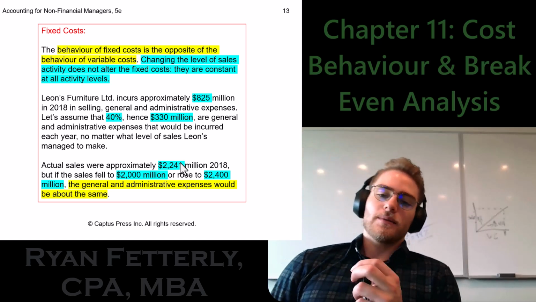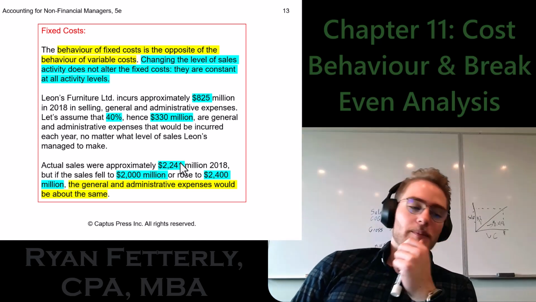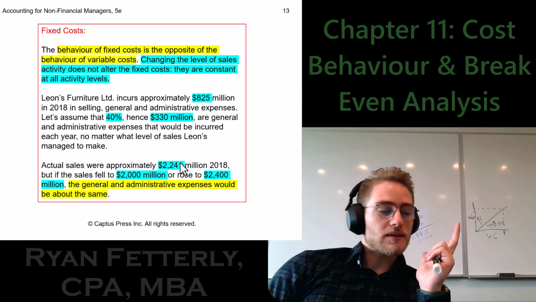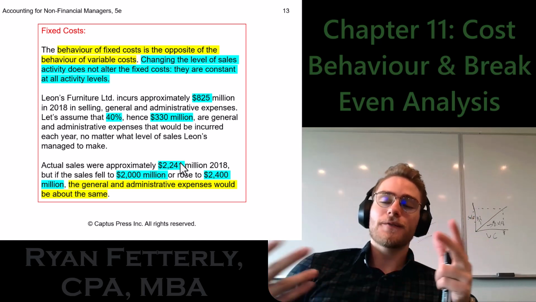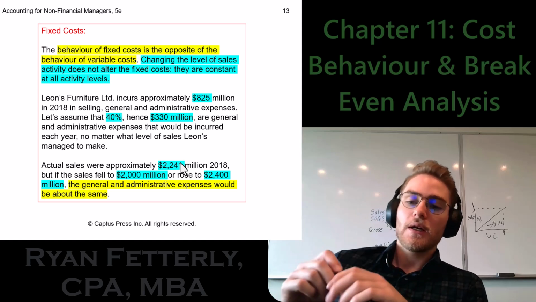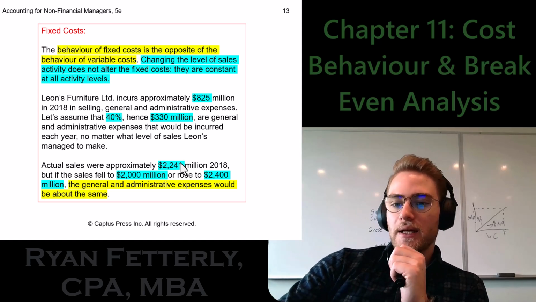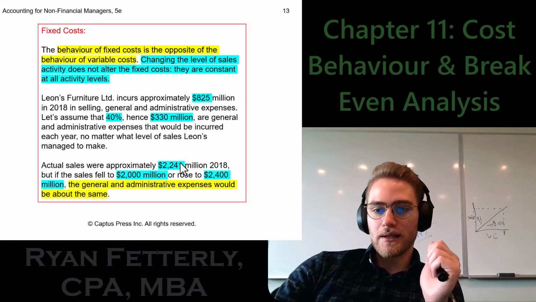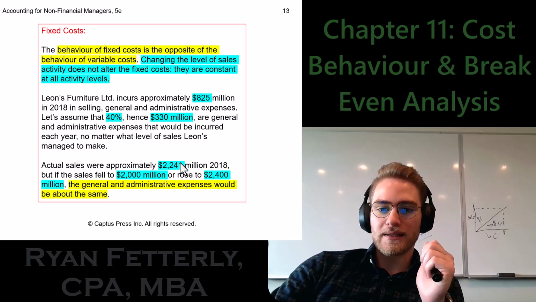So fixed costs now. The behavior of fixed costs is the opposite. When sales dollars go up by $1, fixed costs remain exactly the same because by nature, they are fixed. They should not change. So changing the level of sales activity does not alter these fixed costs, and they are constant at all activity levels.